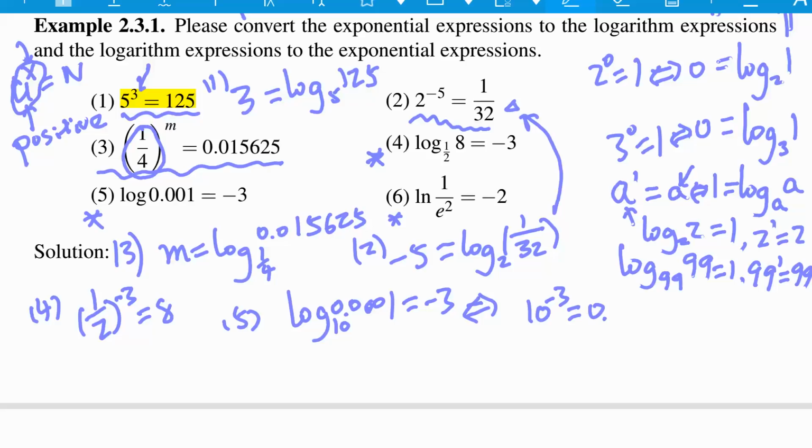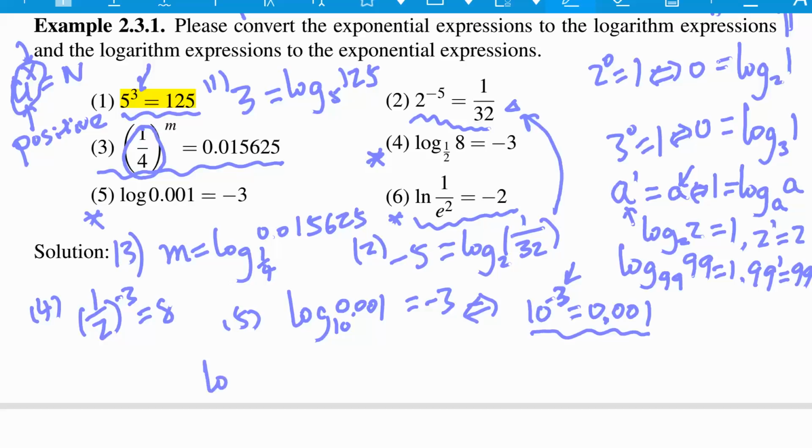Let me rewrite that. That will be 0.001. Remember, when you have a 3 here, you have 3 zeros here, and a point is right here. The 3 exponent tells you how many zeros in front of 1. That's for question 5.